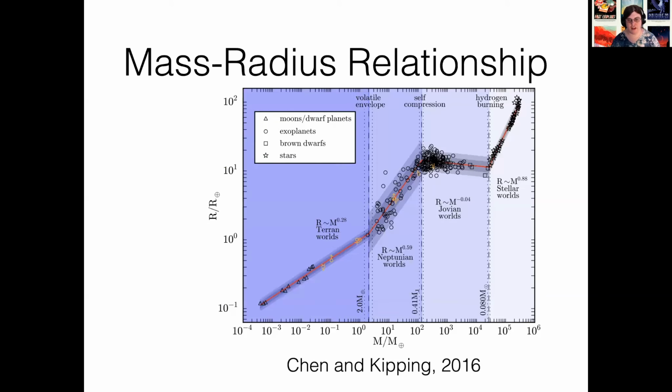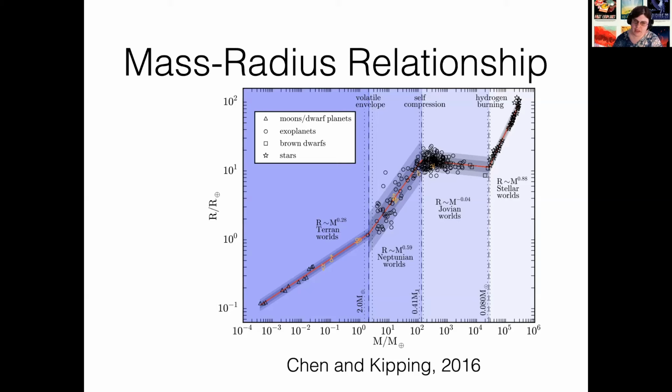So let's look at a broader picture. This is from Chen and Kipping, 2016. It was a systematic review of all of the round things we know about in the universe. So it's missing some of the exoplanets, but good. Now our solar system, the planets are in gold. And so this is mass on the bottom, radius on the side. And it goes from 10 to the negative 4 Earth masses, so that would be 1/100 of 1%, to 10 to the 6 Earth masses, where we're well into stars.